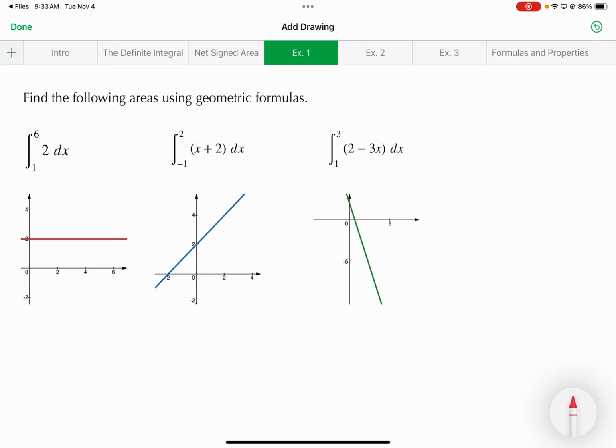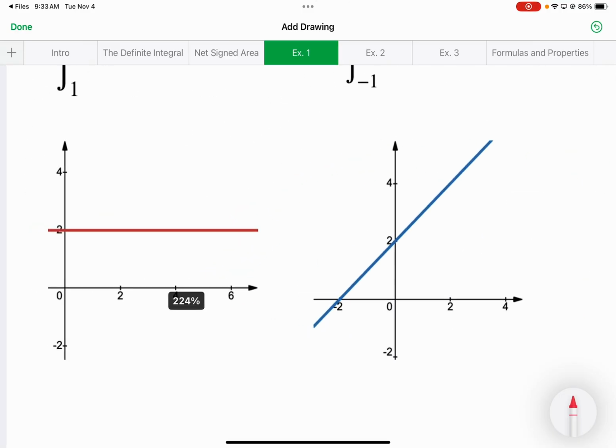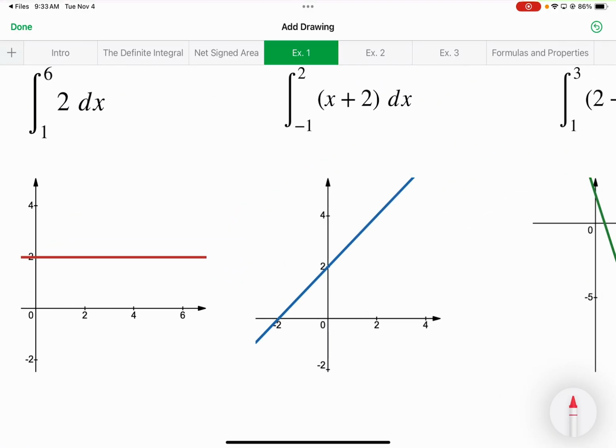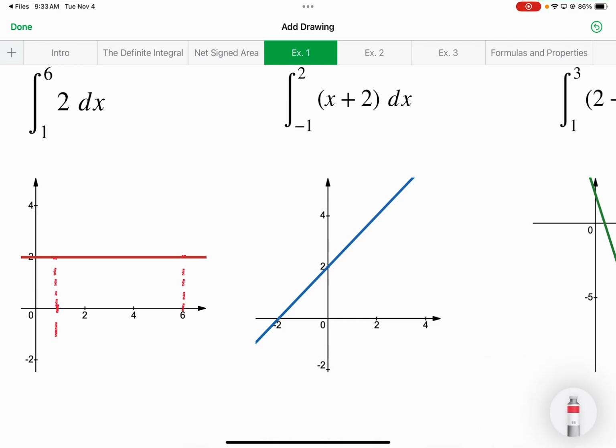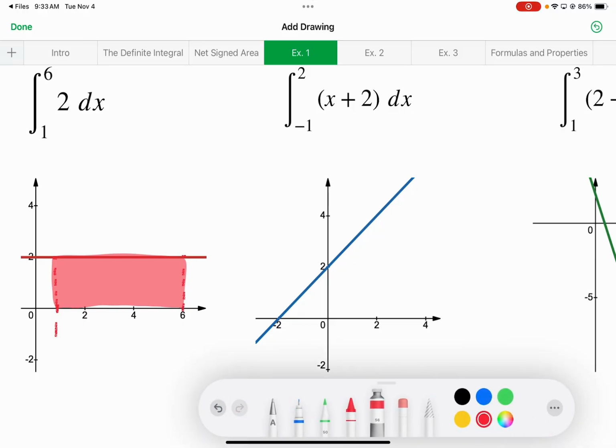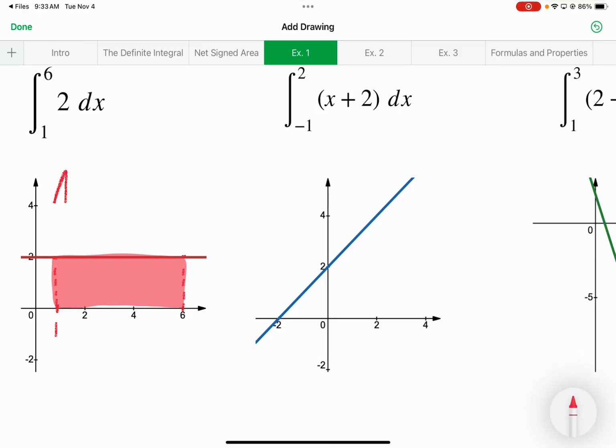All right, so the first one is area under the curve between the x values from 1 to 6 of 2 dx. So 2 is just a horizontal line. If I complete my picture here, we're working from 1 to 6. So we want to find the area between the curve and the interval. What shape is that? So all I want to do is just find the area of a rectangle. What's the area of a rectangle?